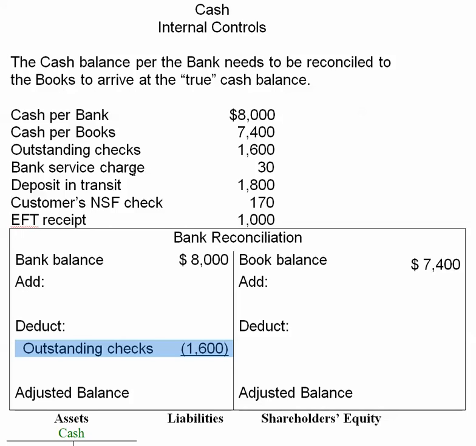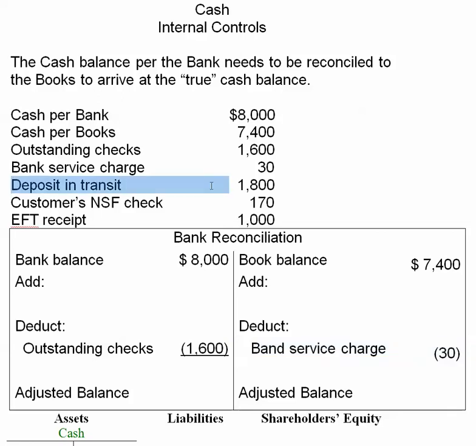The next item is a bank service charge of $30. That's the bank telling the books, you don't have $30 that you thought you had. So we have to reduce our balance by the bank service charge of $30. The deposit in transit is where the company has made a deposit, but the bank hasn't reflected that yet. It hasn't cleared the bank. So when the bank does get that deposit, it will add it in. There's your $1,800, and that's going to go to increasing your bank balance.